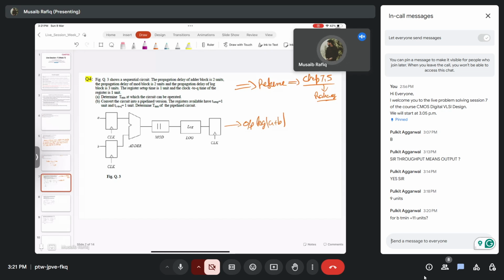So let me just show the solution. The first one is pretty clear as you have done it. T min basically will be T clock to Q plus T setup plus T PD logic.